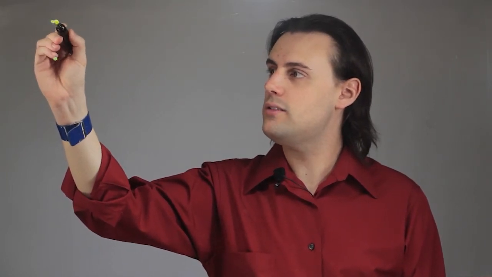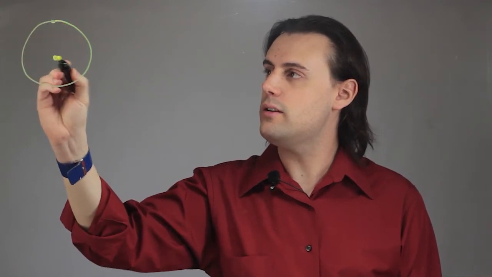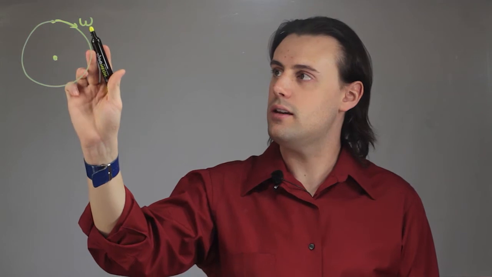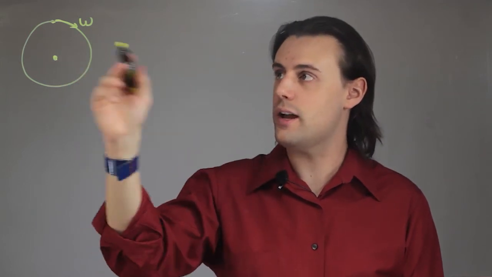How are the velocity and the centripetal force vectors arranged in circular motion? If we consider circular motion, that means we have some object with some mass that is moving about a center point, and it's moving with some rotational rate, omega. You can think of this as an angular frequency or angular velocity.